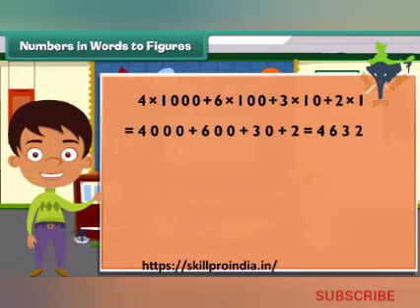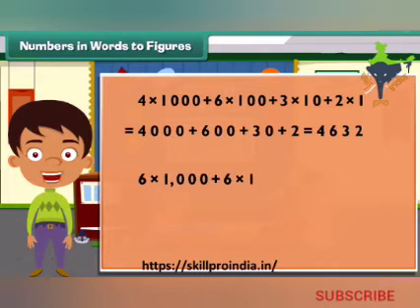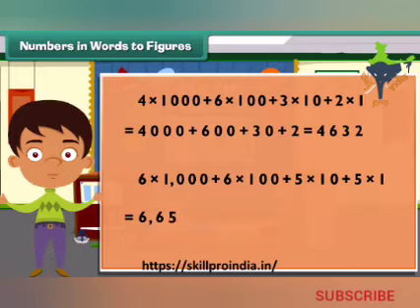Let us translate 60,655 into figures. The number in expanded form is 6 into 10,000 plus 6 into 100 plus 5 into 10 plus 5 into 1 is equal to 60,655.